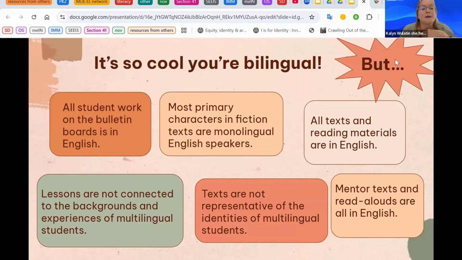right? Sometimes the texts are not representative of the identities of our students, of our multilingual learners and multilingual students. Or we do have some text for them, but all the mentor texts and read-alouds that we're doing are all in English. Or again, that our lessons are not connected to the backgrounds and experiences of our multilingual students. So do our actions reflect what we say we believe? And part of today is delving into that a little bit.